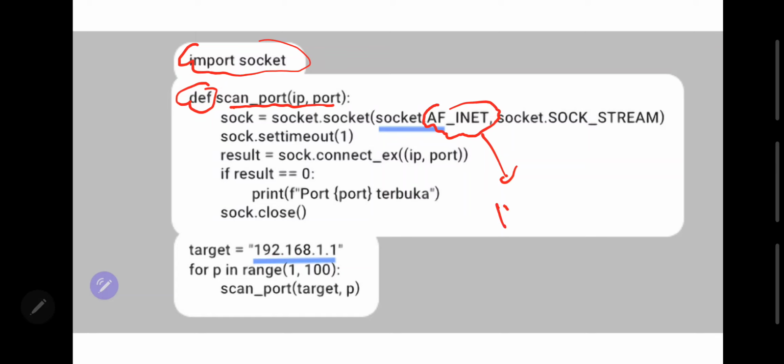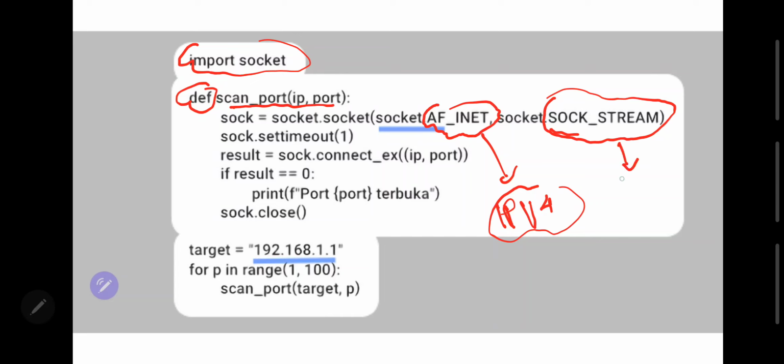IPv4 is Internet Protocol version 4. You have to use AF_INET, and this function creates a socket object with an IPv4 address. And SOCK_STREAM is the option to communicate with TCP.